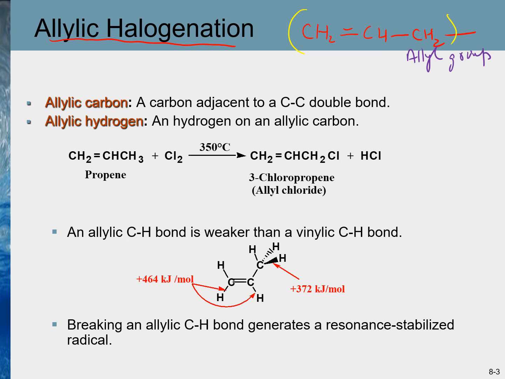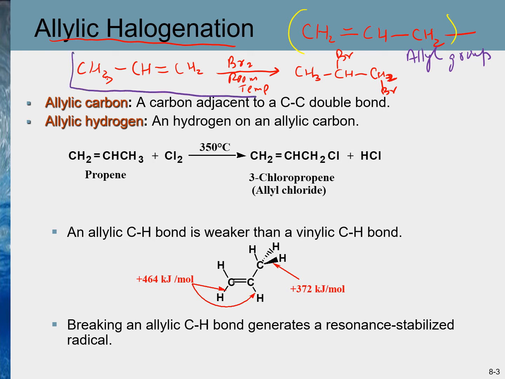In chapter number 6, we learned that propene, just like any other alkene, undergoes addition reaction at room temperature. And if that addition reaction is with a halogen, then we call this reaction a halogenation reaction. For example, propene reacts with bromine at room temperature to give us 1,2-dibromopropane. This reaction is an anti-addition reaction where the bromo groups are opposite to each other. This is a simple addition reaction, and we learned about it in chapter number 6.